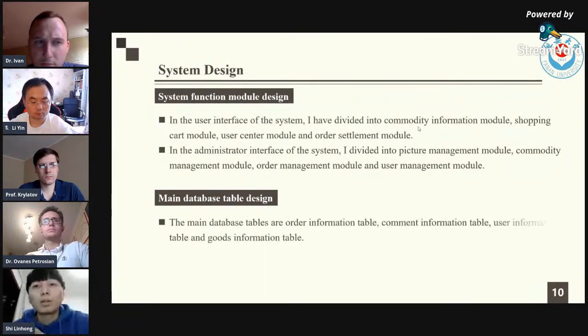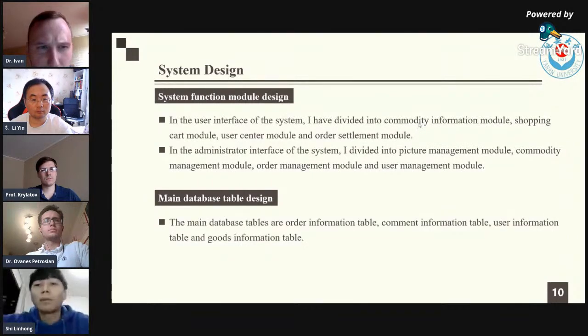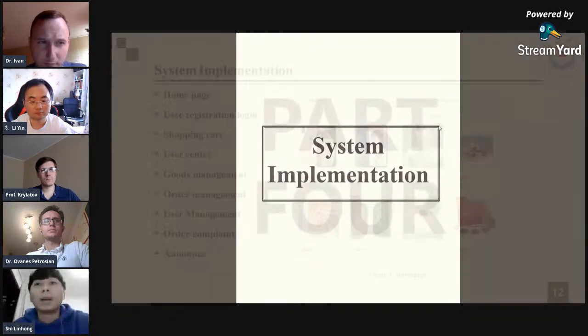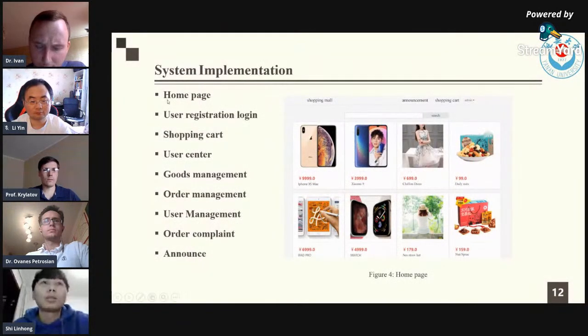If there are still shortcomings, I can add modules later. Because the system stores data in the MySQL database, the system can read the data information. I imported the order information table, command information table, user information table, and goods information table into the MySQL database. The fourth part is system implementation. The first one is the homepage.